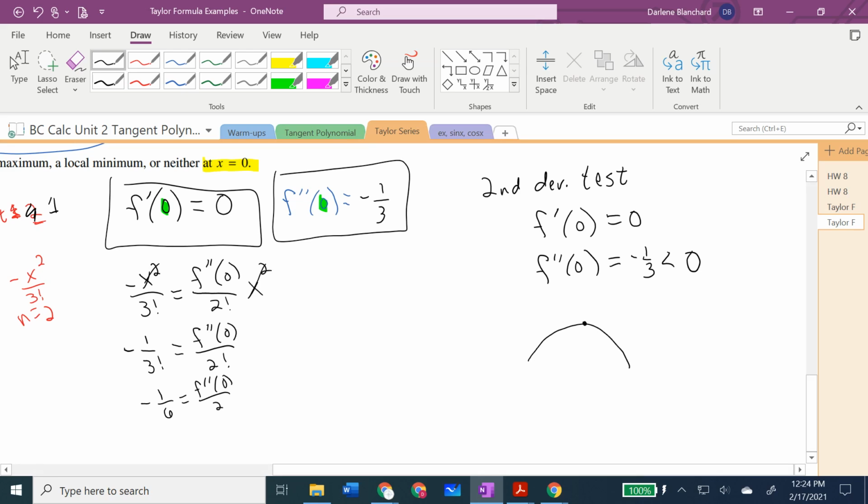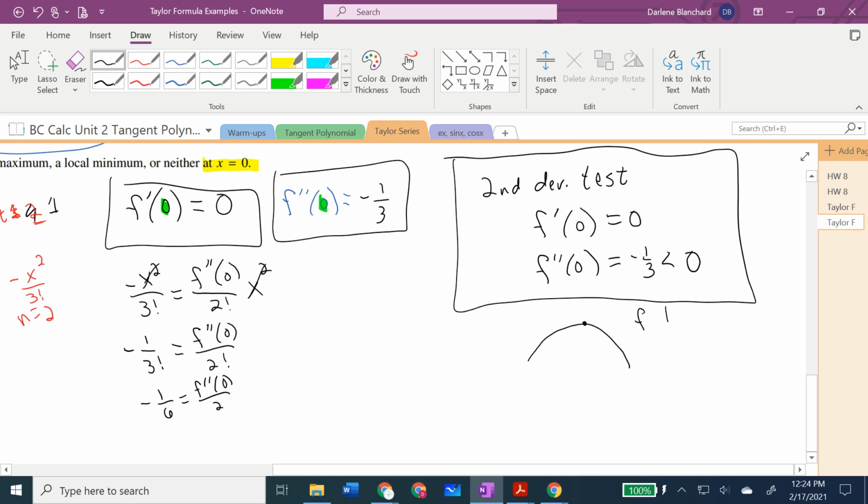Therefore, this is the justification that you need to explain that f has a relative maximum at x equals 0. Make sure that you state that inequality.